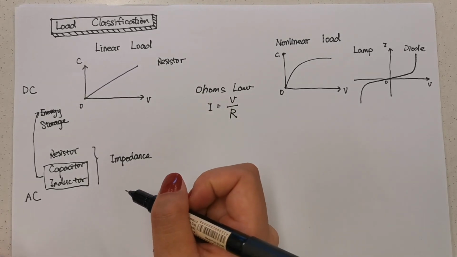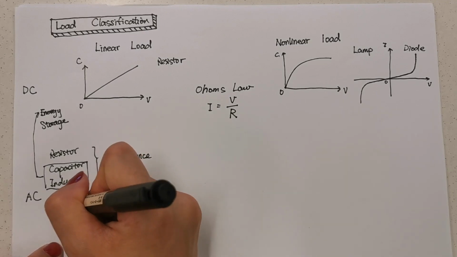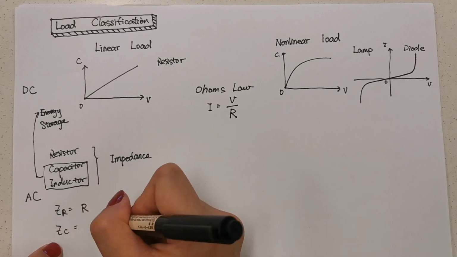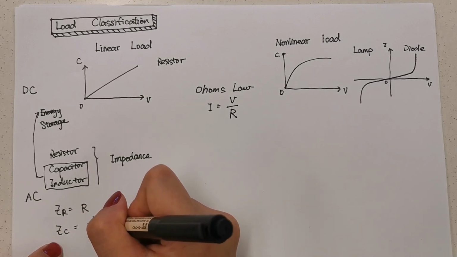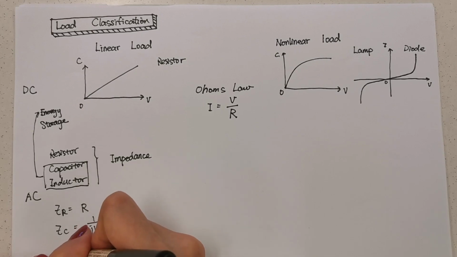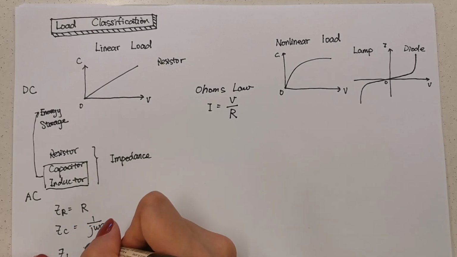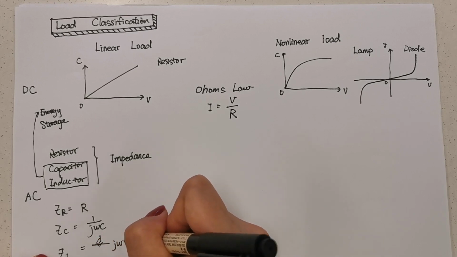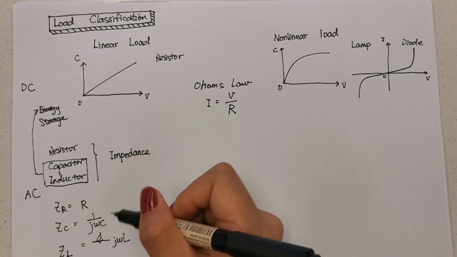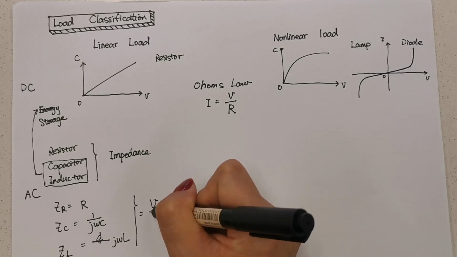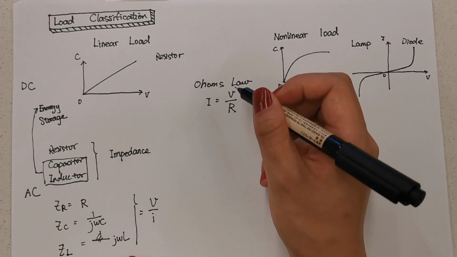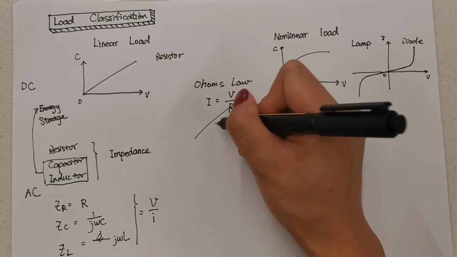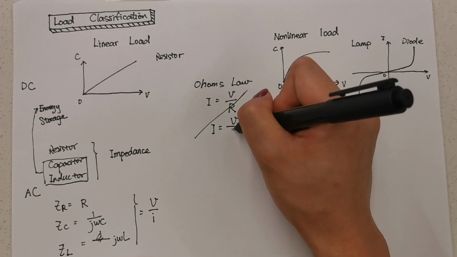How to calculate the impedance? For resistor it is R, for capacitor it is 1 over j omega C, and for inductor it is j omega L. All these three equal V over I. This is the Ohm's law in phasor domain. So this is I equals V divided by Z.